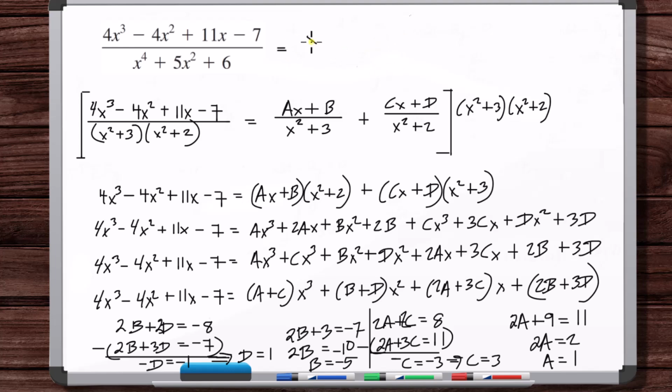So ax plus b, x minus 5, cx plus d, and then that's it. That is the decomposition.